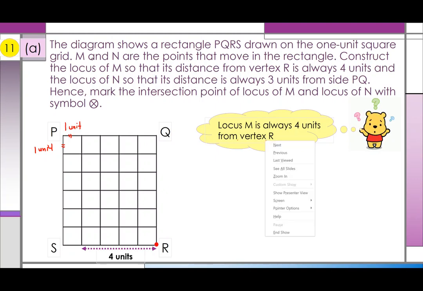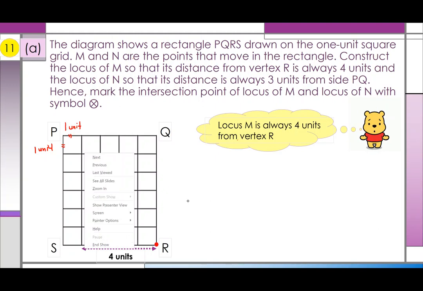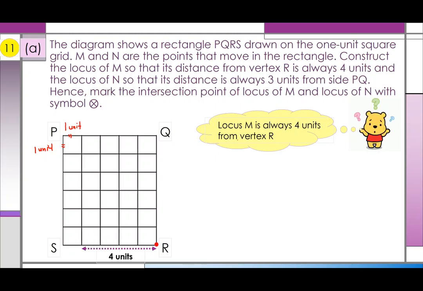This is R, always 4 units. So one point, that means it's a circle. So we just draw an arc with radius 4 units.